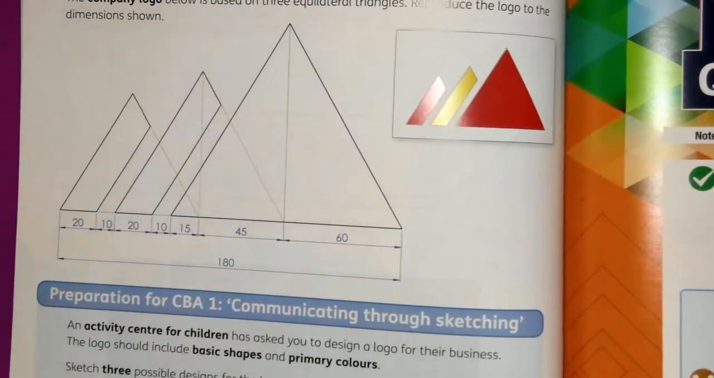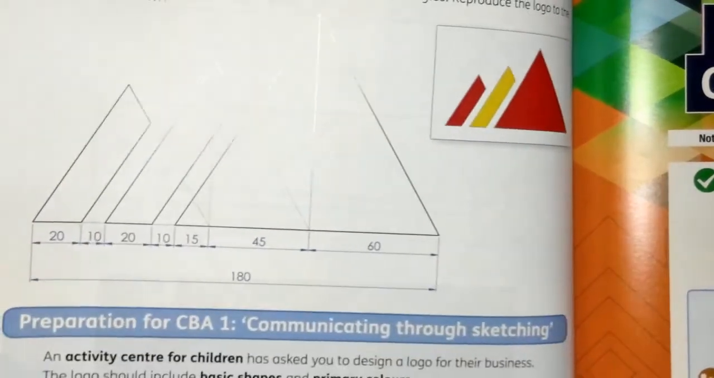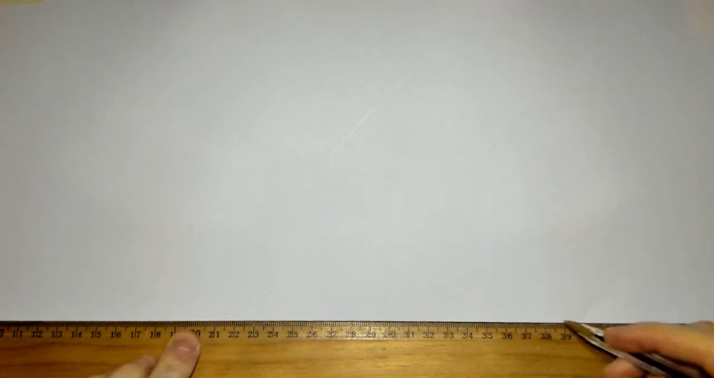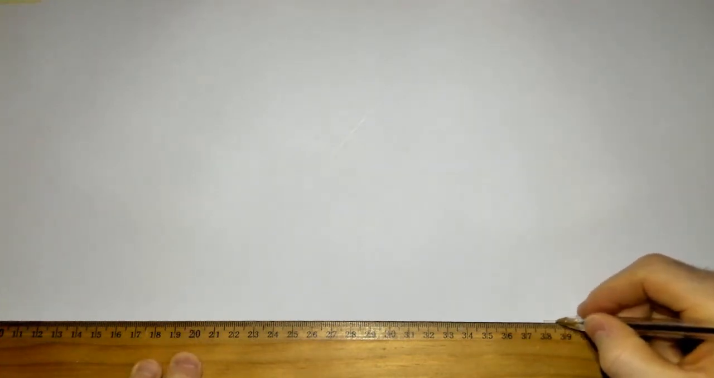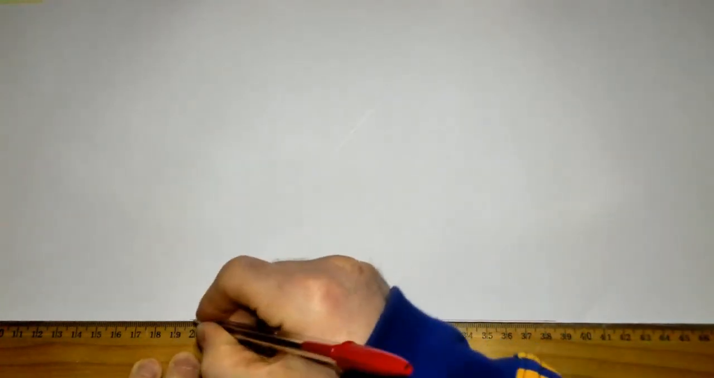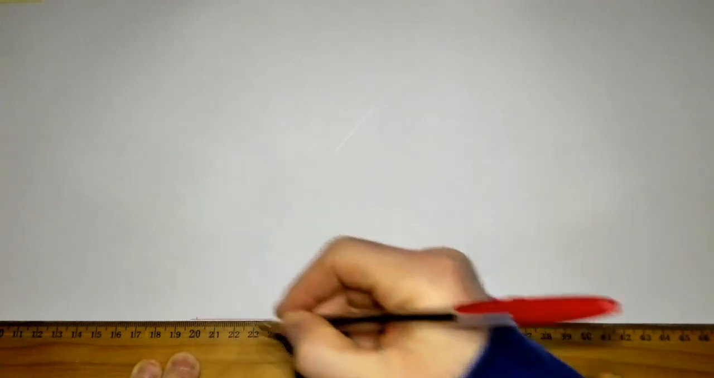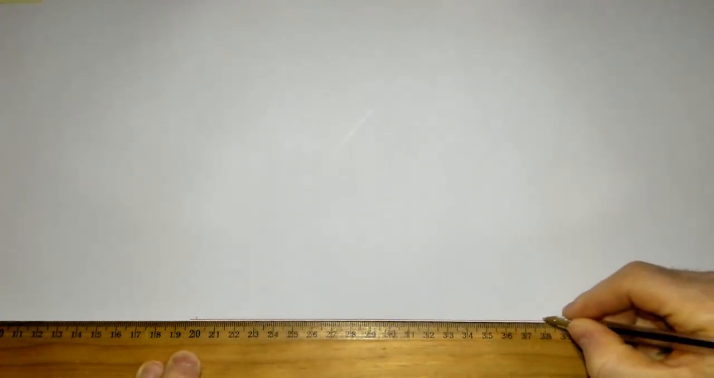Okay, so I'll start off with that now, guys. Start off by constructing a baseline 180 millimeters long. So just zoom out there so you can see it. So constructing my baseline 180 millimeters long. I'll start at the 20, I'll go to the 38. So I'm just going to use my T-square to help me here. Okay, 20 to 38. That should be 180 long there.